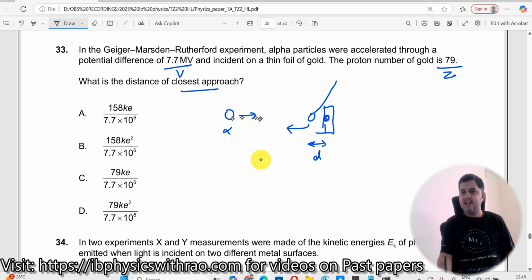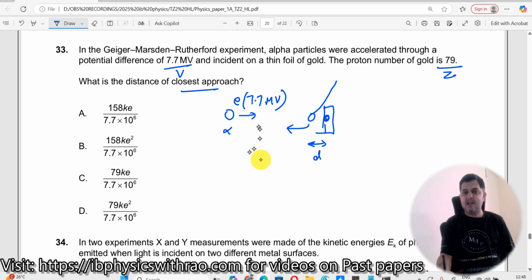Now, what happens? This will have some kinetic energy. Without kinetic energy, this alpha particle will not move, right? So let us say, what is the kinetic energy here? We say it has been accelerated with a potential difference. The potential difference means having some energy, which is given by e times 7.7 megavolt. This is the energy of the alpha particle.